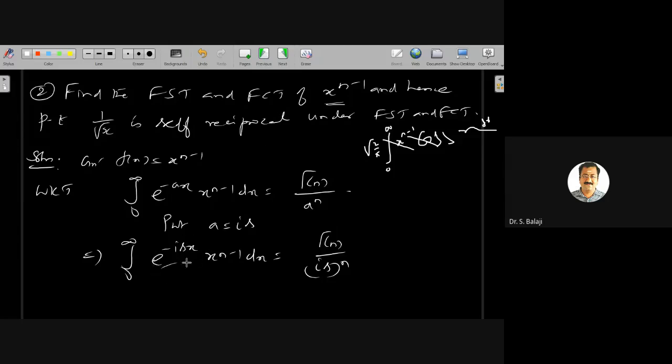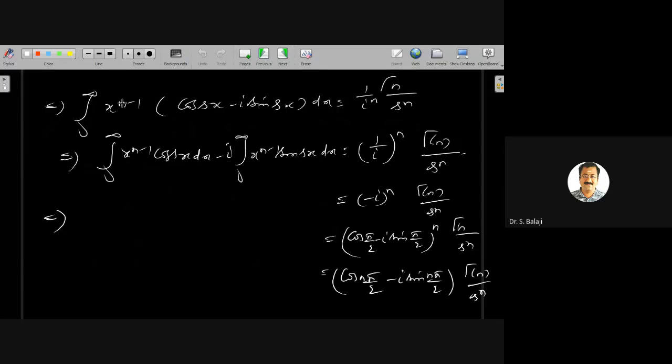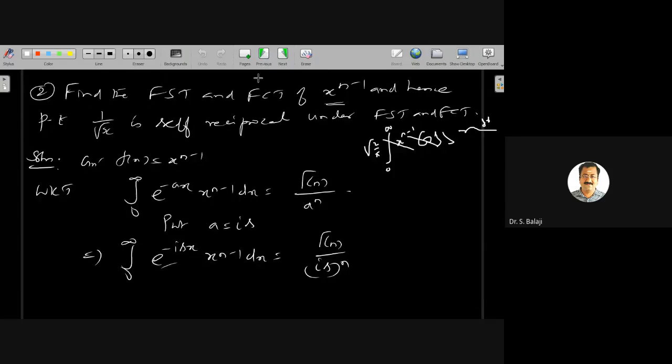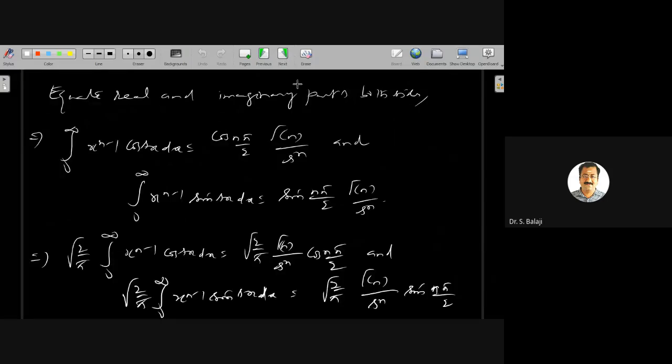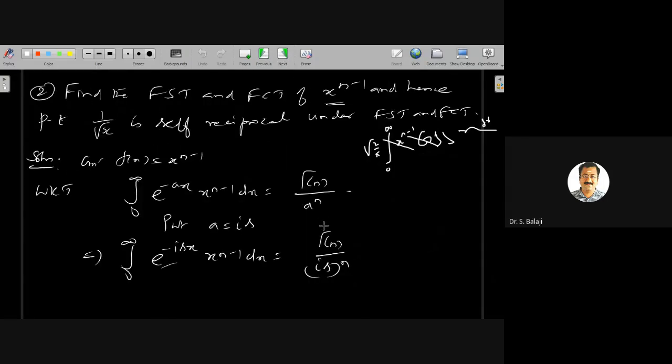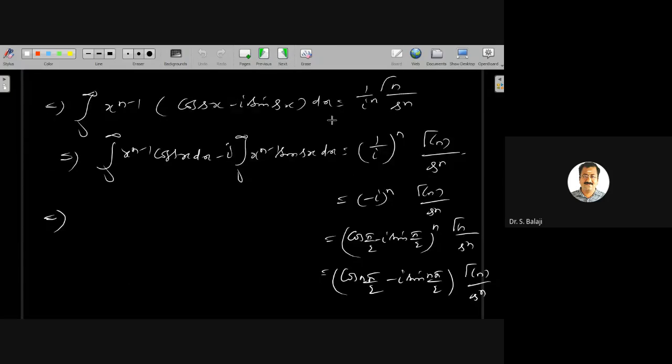Now write e power minus isx as cos sx minus i sin sx. The integral from 0 to infinity of x power n minus 1 as it is, times cos sx minus i sin sx dx, equals on the right side 1 by i power n gamma n by s power n. We split these into two integrals: x power n minus 1 cos sx and then minus i sin sx.